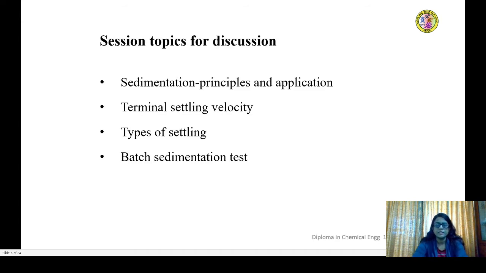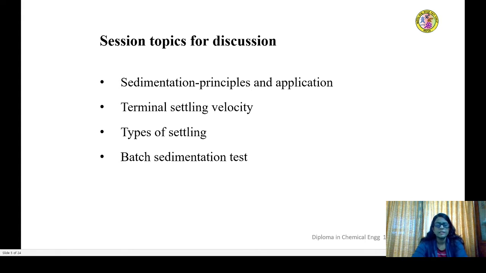These are the contents of the present session. Here we are going to take up another important solid fluid separation operation called sedimentation. In this class, I am going to tell you about the principles and applications of the sedimentation operation.